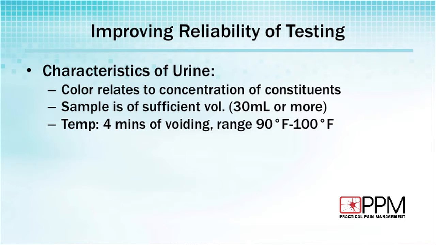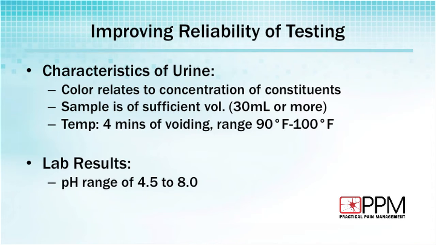As soon as they put the cup on the table, you want somebody, either yourself or your designate, to look at the color of the urine, because the color relates to the concentration of the constituents. Does it look like urine? A valid sample is 30 milliliters or more in order to do an appropriate urine drug test. Most labs and point-of-care testing have temperature strips on them, and within 4 minutes of voiding, the temperature should be between 90 and 100 degrees Fahrenheit. That's why I want the cup placed immediately on the collecting table.